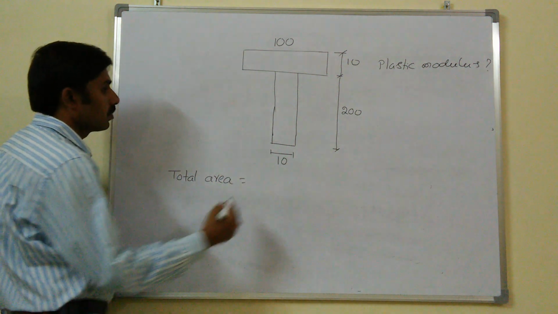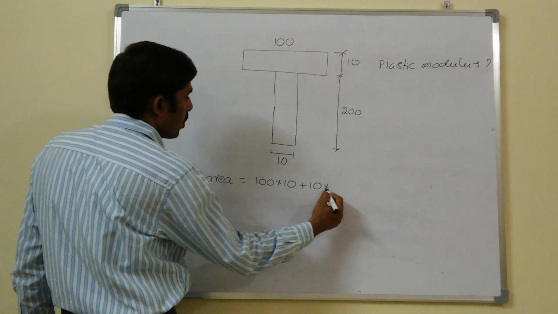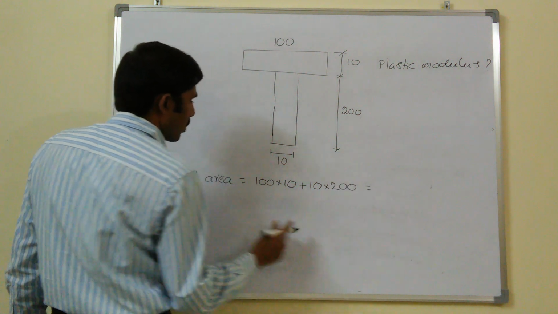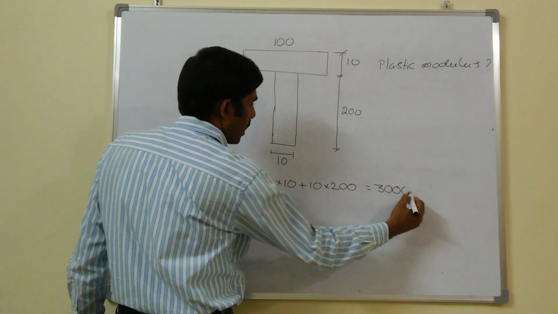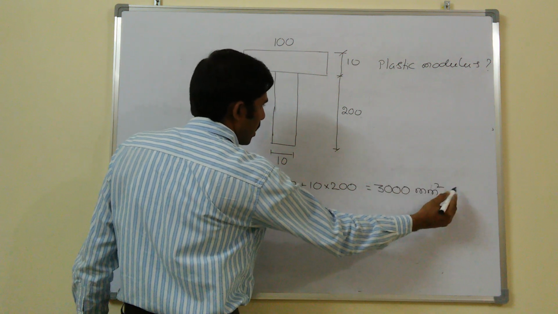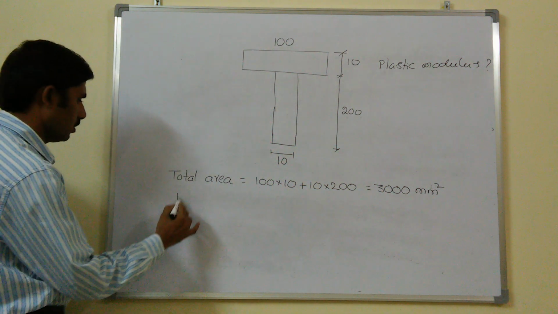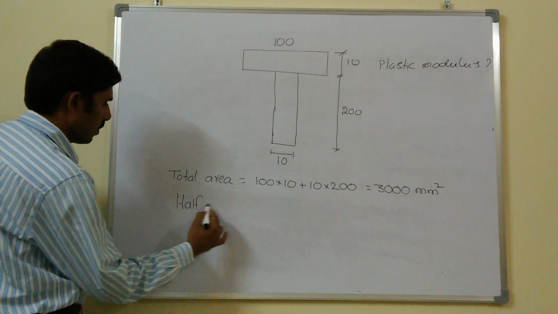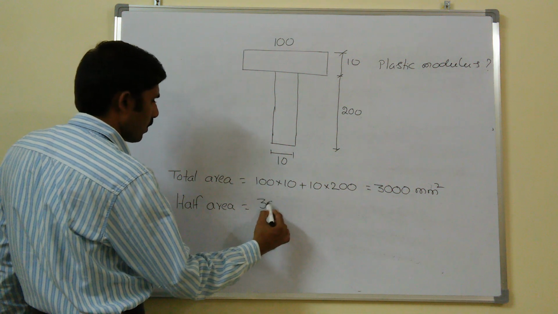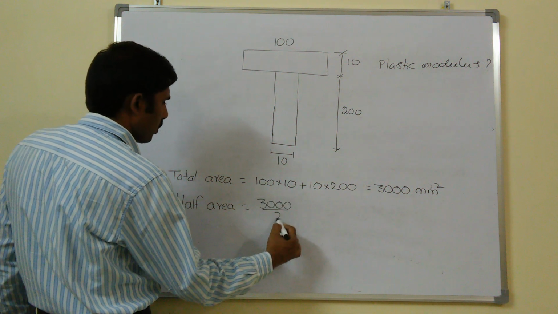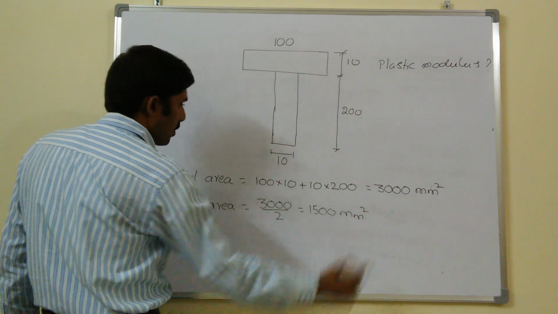Total area equals 100 into 10 plus 10 into 200. That equals 1000 and 2000, so the total is 3000 mm square. Now the half area: 3000 by 2 equals 1500 mm square.